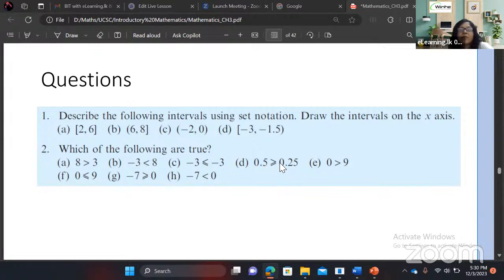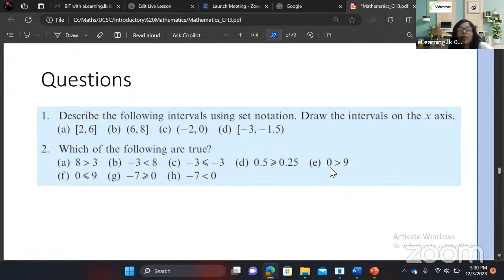0.5 greater than or equal to 0.25. Is it true? 0.5 means half. 0.25 means quarter, right? Yes, this is also true, right?